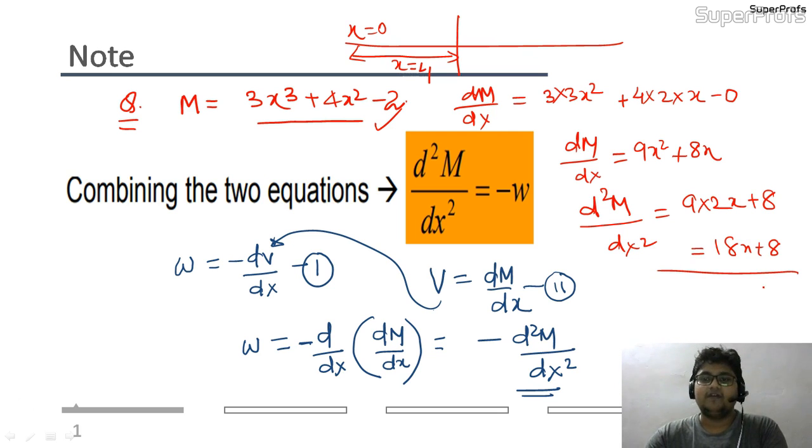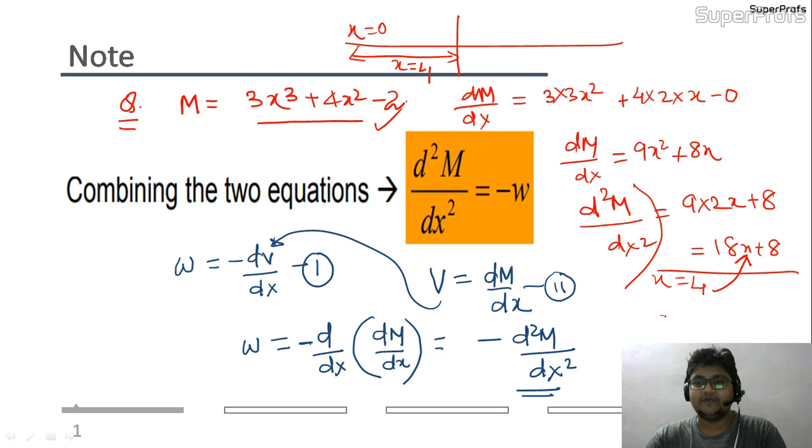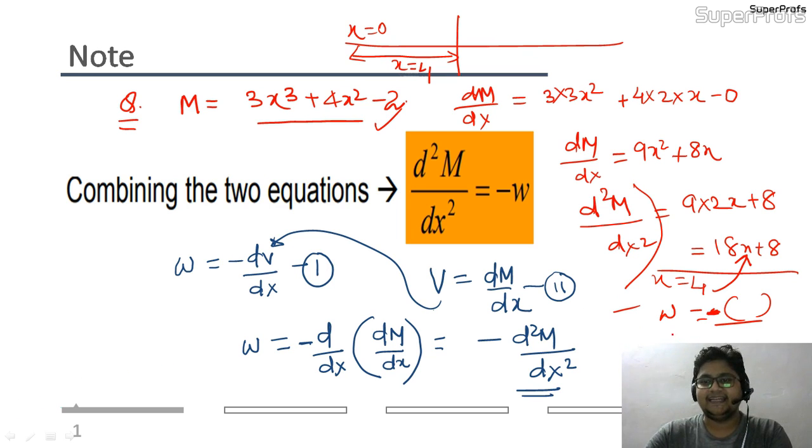Whatever distance is given, suppose x equal to L1, put the value of x here, and the negative of that will be the loading intensity. Don't forget to put the negative sign because it has significance, as we are assuming that the load is always acting in the downward direction. So the negative of that, by putting the value of x here, will be our loading intensity. This formula has very good significance.